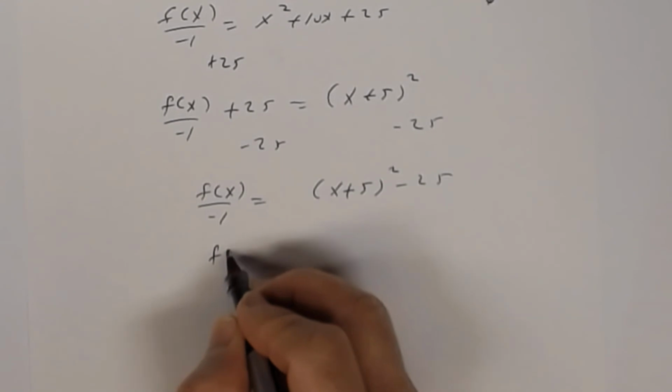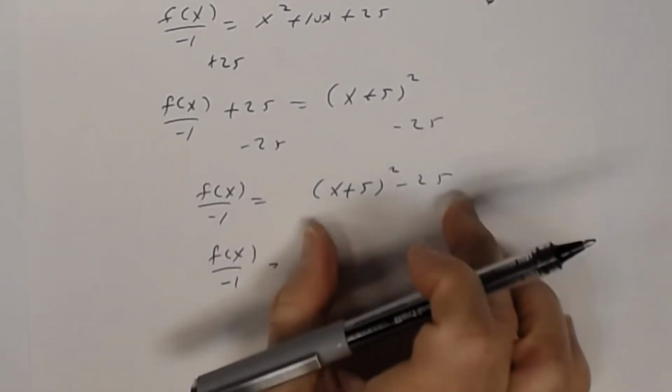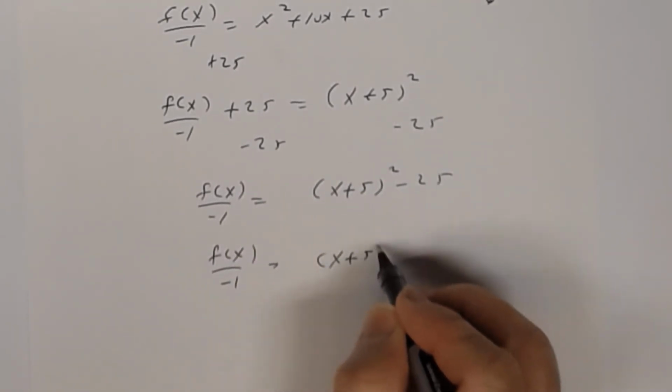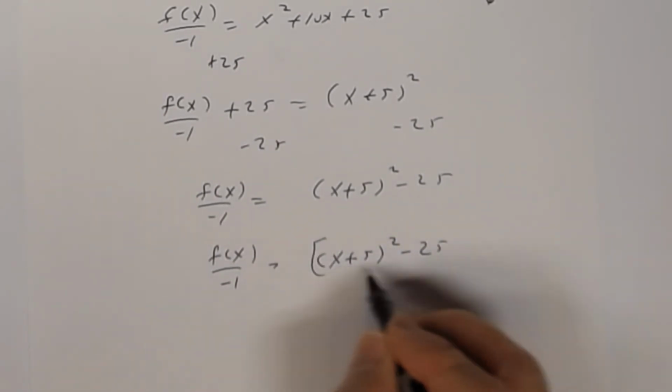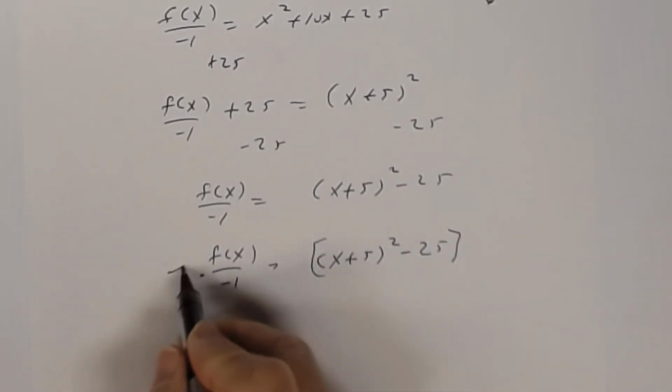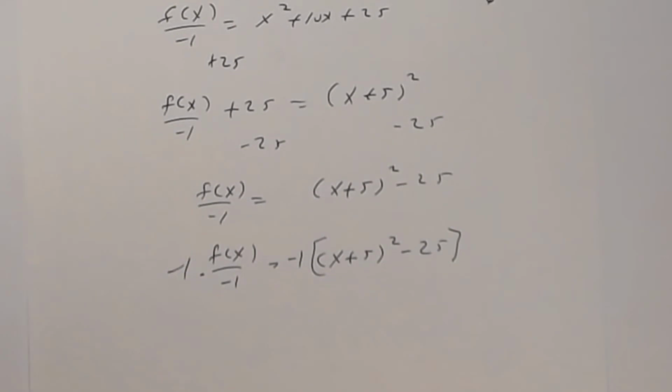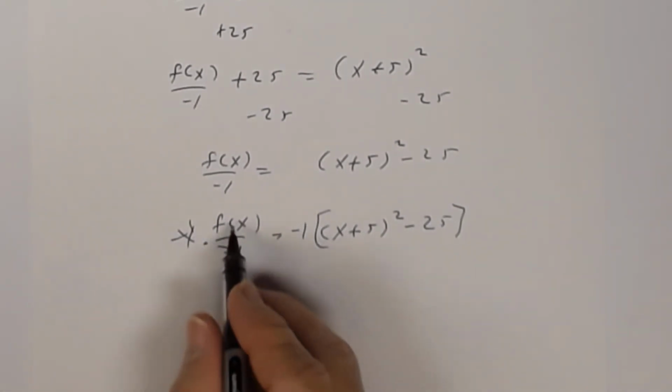So let me go and rewrite this over. And I'm going to put that in brackets. X plus 5 squared minus 25. All right, so think of this as parts. So times -1 times -1, right? So the negative ones divide out, you get f of x.